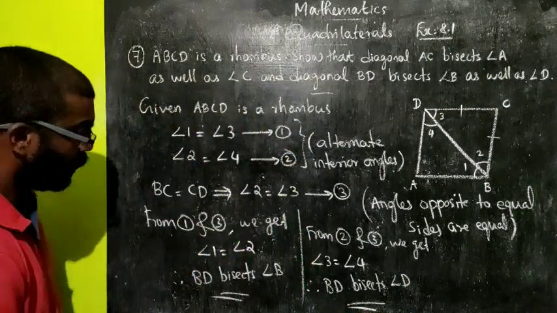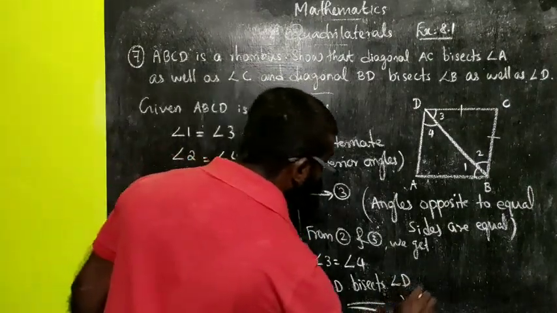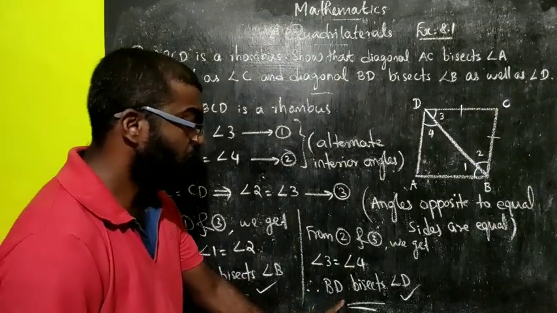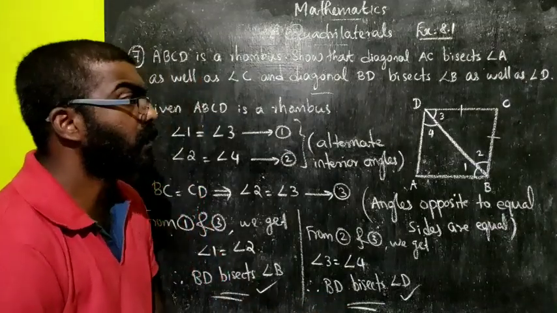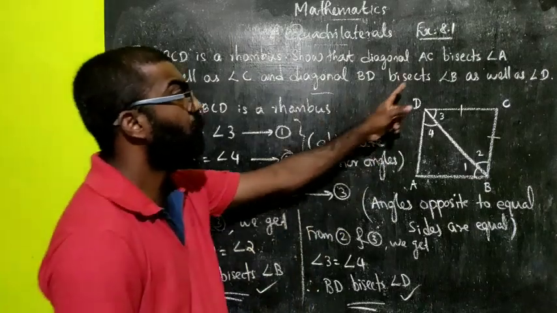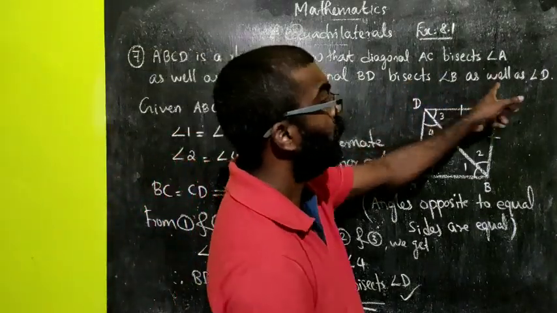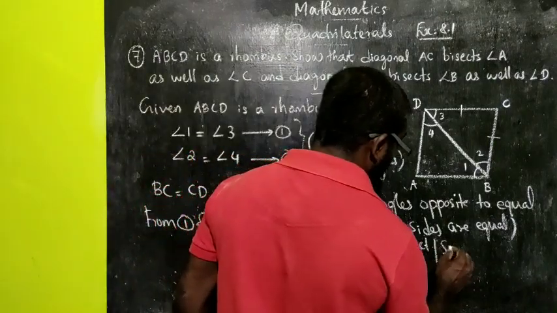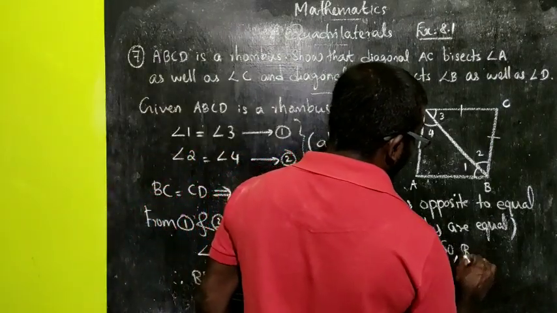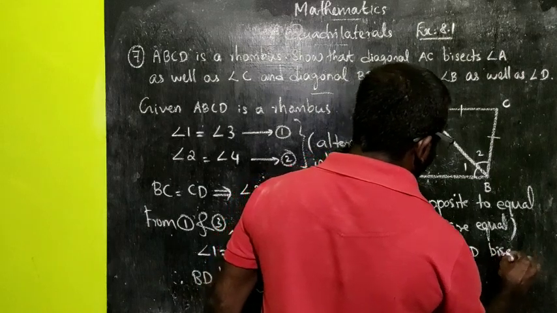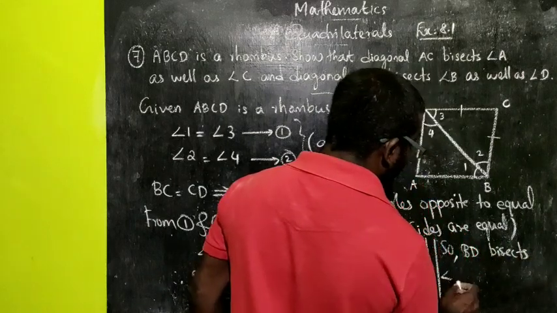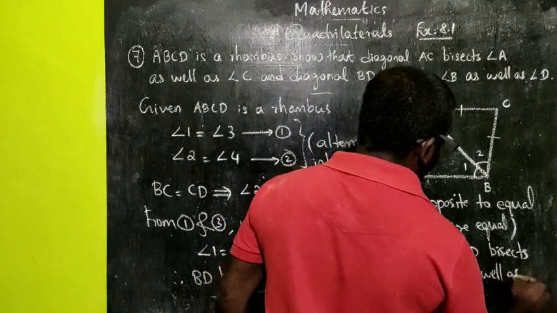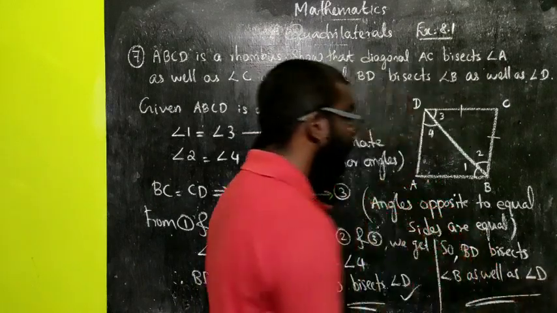Now we can combine these two steps. Here BD bisects angle B and we get BD bisects angle D also. So what we can say? The diagonal BD bisects angle B as well as angle D. So we can write BD bisects angle B as well as angle D. Clear?